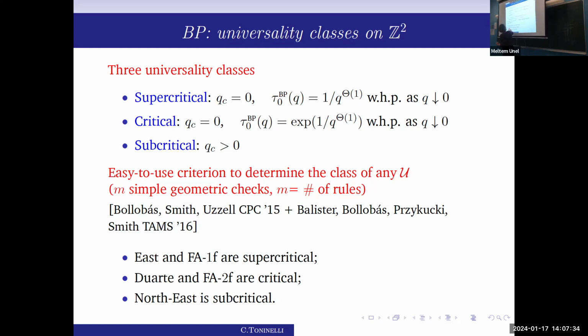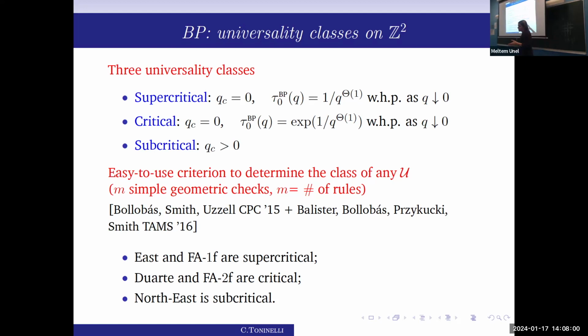Instead, Duarte, the one which is looking for two empty sites, but not wanting them on the right, and also this FA2F, they are both critical. And the Northeast model, the one which wants exactly two empty sites, one to the right and one below, is subcritical. It's easy to see that for this problem it corresponds to oriented percolation, exactly, from the point of view of Bootstrap, this model.